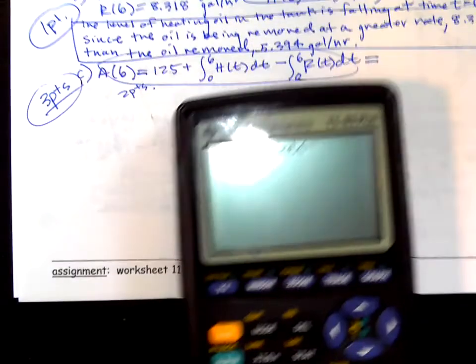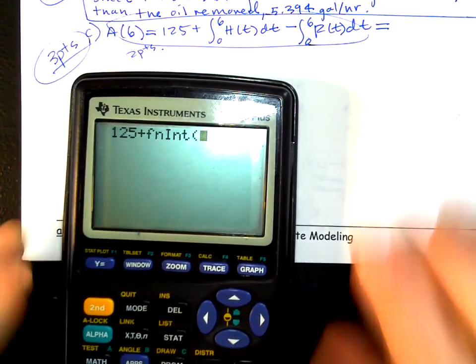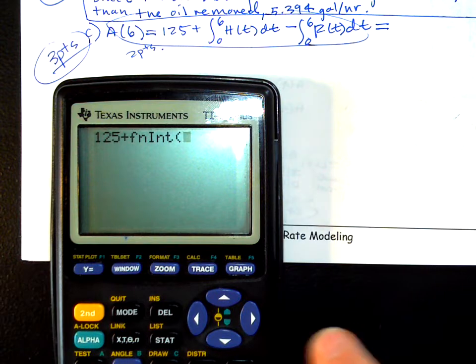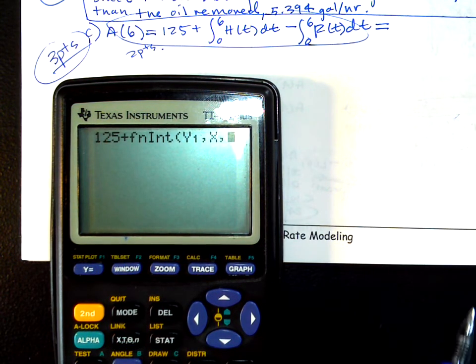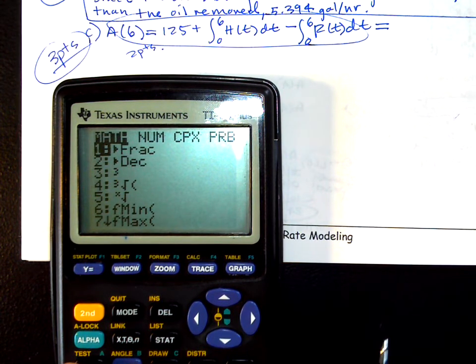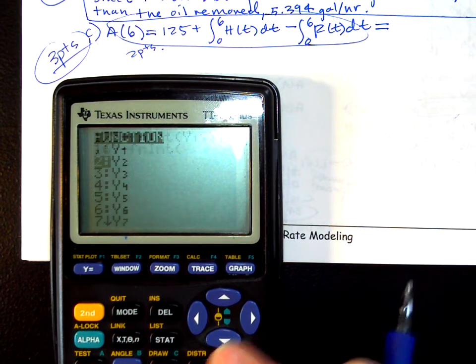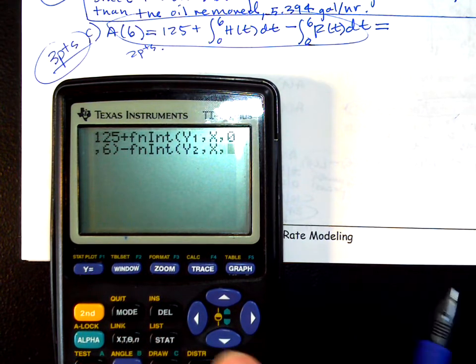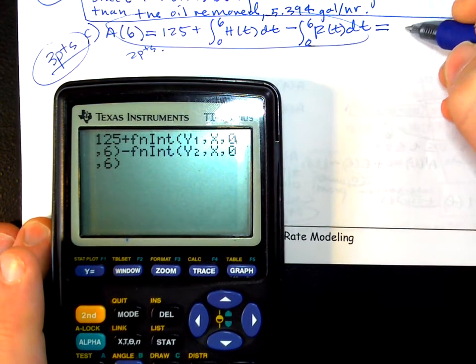So 125 math 9 vars y vars function y1 comma x comma 0 comma 6 minus math 9 vars y vars function y2. Make sure you do them in the right order, comma x comma 0 comma 6, and I hit enter, and this is going to give me the answer.